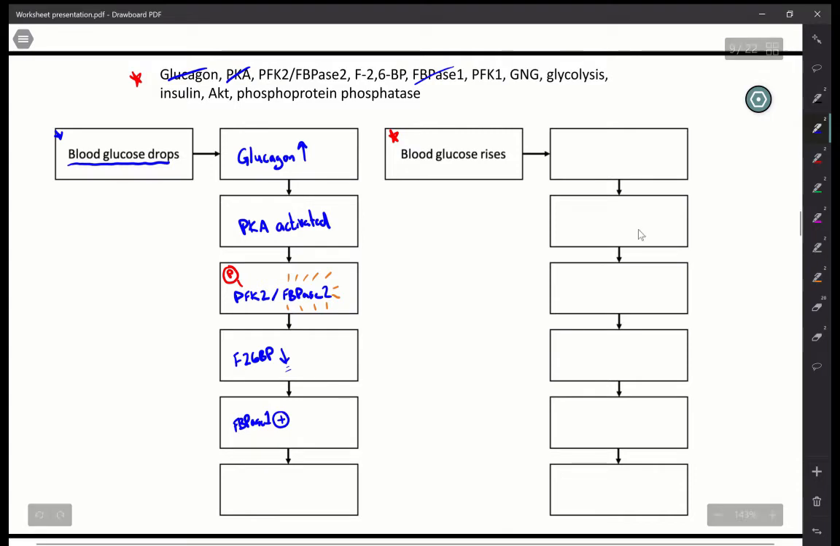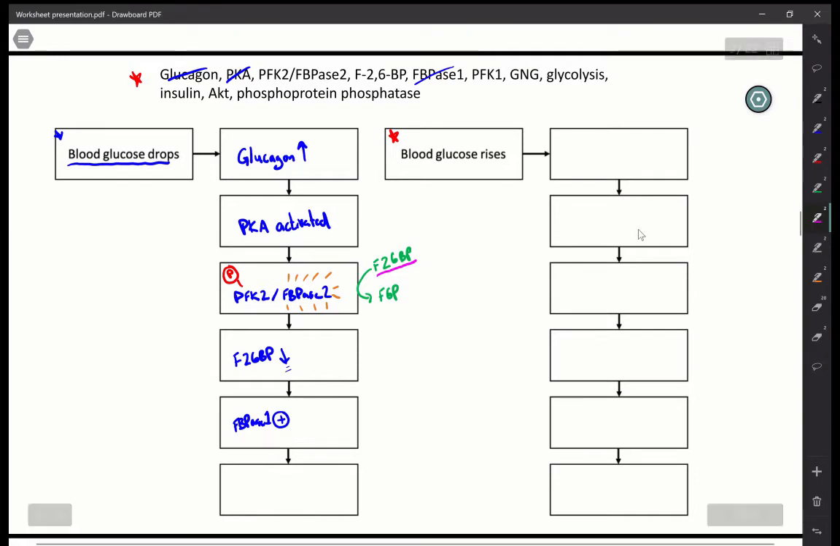So if we were to look up here, what this would be doing is taking F2,6BP, oops, I meant to draw a 6 there, and it's going to convert it to fructose 6-phosphate. Okay, and again, this is a regulatory molecule. It's not found in glycolysis. It's not found in gluconeogenesis. It's just a regulatory molecule.